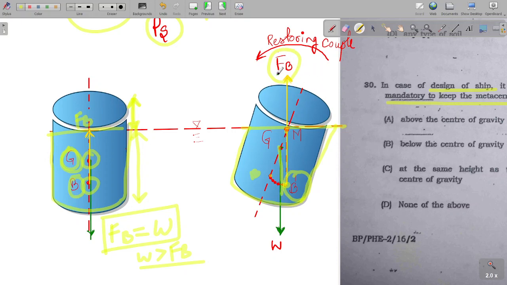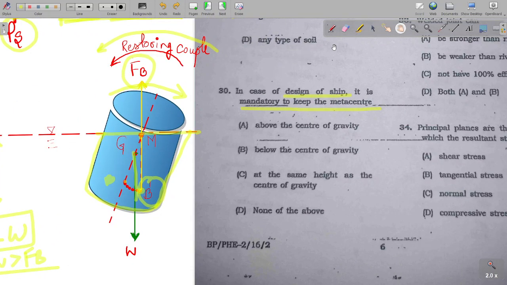So these two are making a restoring couple that's anti-clockwise, because we had given a clockwise movement and left the body. So these two are giving a restoring couple of anti-clockwise nature. So this body will again come down, regain its original configuration. Okay, so it will again regain its original configuration. So for stability of the floating body, the metacenter must be above the center of gravity.